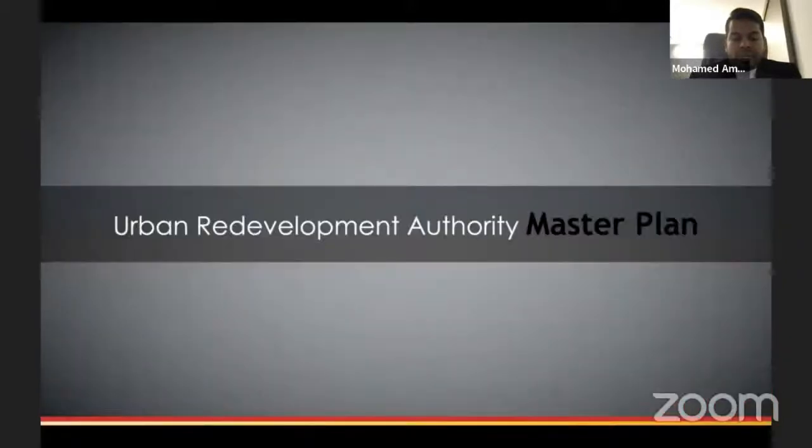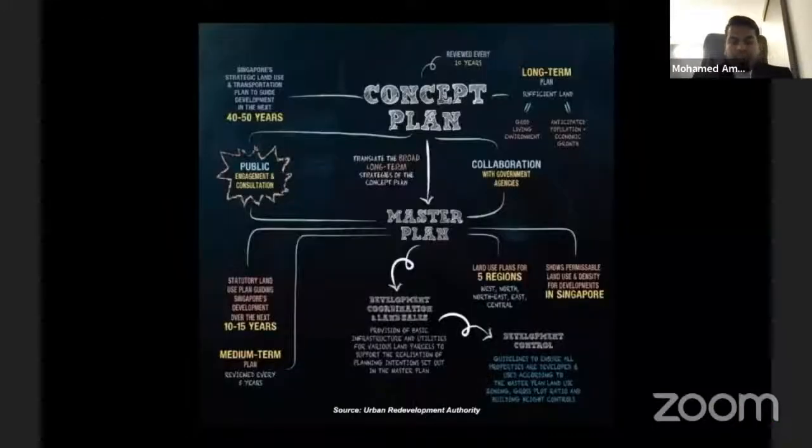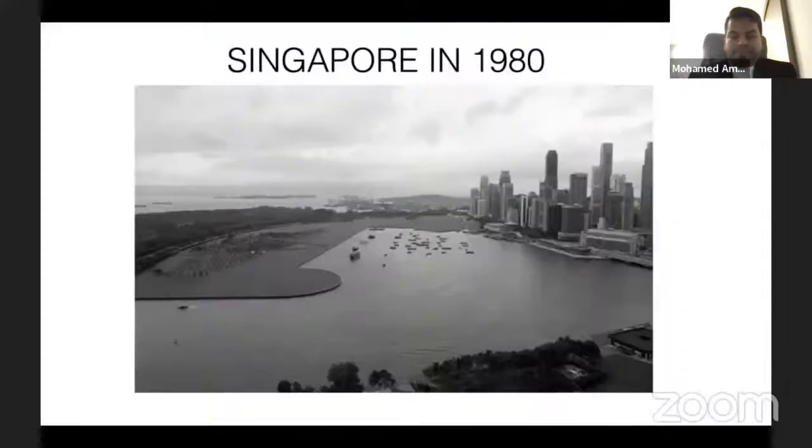Why I'm sharing? Because we have a proper structure of the Urban Redevelopment Authority, which is URA. They have a concept plan every 10 years. What are the investment plans? And every 5 years, they have a master plan as well. So all the investors who are investing are aware of what is going to come up, so that they know that in the future, their property is appreciated as well.